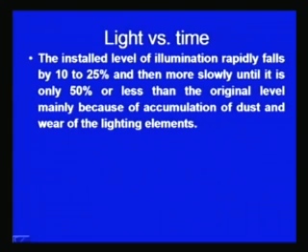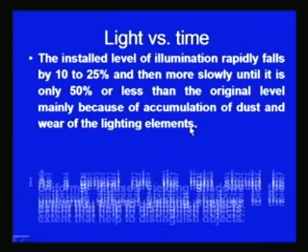The amount of light received from a light source also varies with time. The installed level of illumination rapidly falls by 10 to 25% with the increase of time, and then more slowly until it is only 50% or less than the original level. This reduction in the level of illumination offered by a given light source is found mainly because of accumulation of dust and the wear of the lighting elements.